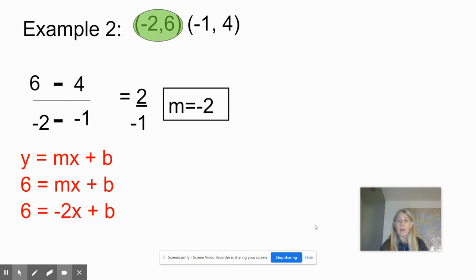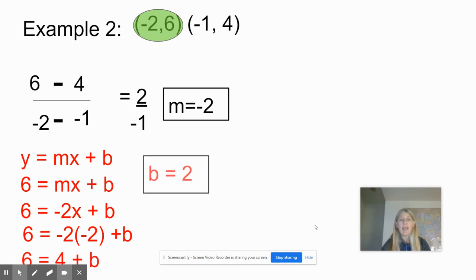Now I'm going to finish up by plugging in my x from my same ordered pair, which is negative 2, in a set of parentheses. So 6 equals negative 2 times negative 2 plus b. I'm now going to solve for b. 6 equals 4 plus b, subtract 4 from each side, and b is equal to 2. So I now know my slope is negative 2, and my y-intercept is positive 2.